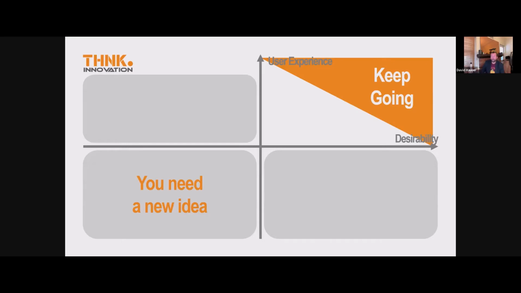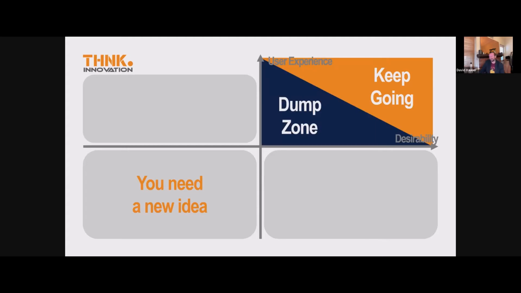Where you want to be is in this triangle here, where you have a high desirability and a good user experience. In the perfect world, you would end up in the top right-hand corner, but anything in this triangle is a winner. If you stay there and you can validate that your idea, your solution does have a high desirability combined with a good user experience, keep going. So those are easy decisions. That's the dump zone.